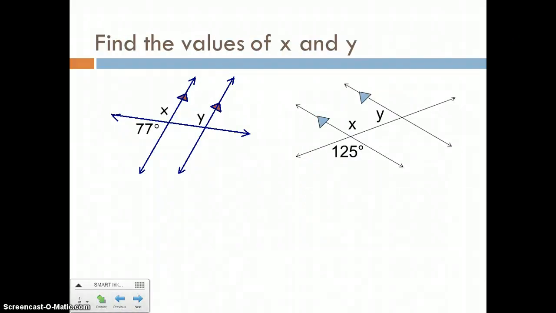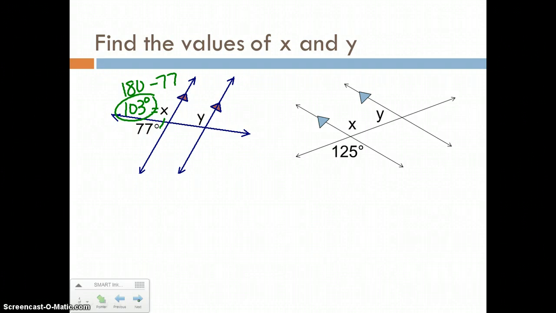Okay, let's look at some examples. First two examples here, we want to find the values of both x and y. In the first example, we're given an angle that's 77 degrees, and we want to solve for x. Well, if you look at 77 and x, those two angles are actually a linear pair of angles, which we learned about in the first chapter, which means that they add up to 180 degrees. So I take 180 minus 77, and I get that x is 103 degrees.